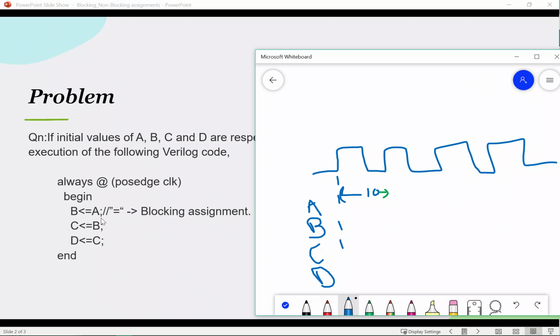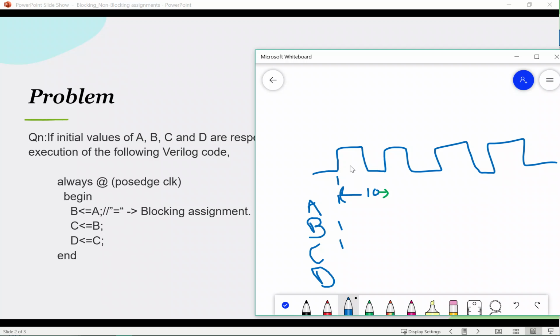But you are seeing there are assignments. B is assigned with A, C is assigned with B. So that means B got assigned onto C. But when they are getting assigned here, any guesses? Many of you might have understood that at the first passage of the clock, we are assigning the value of A to B, B to C, and so on, D to C.